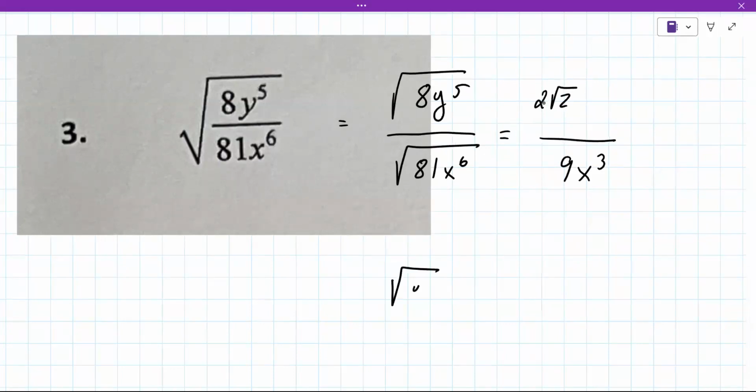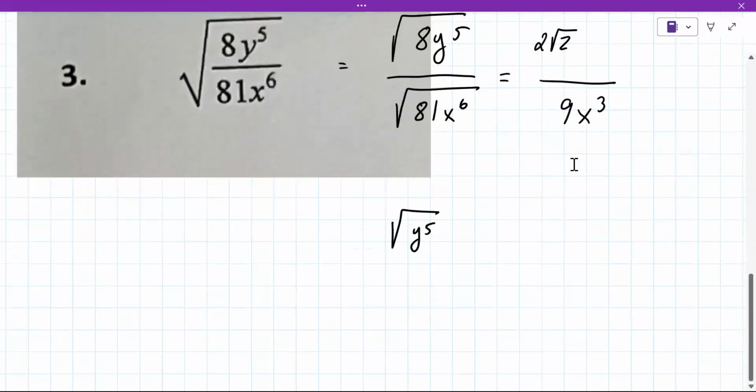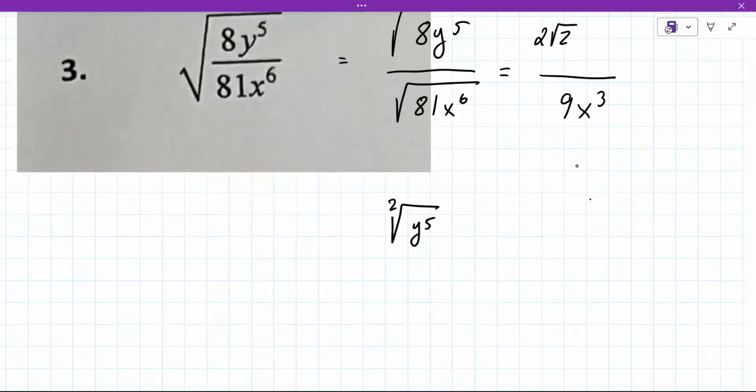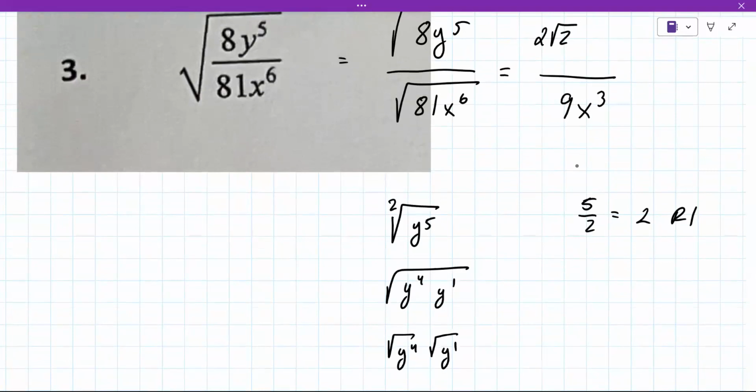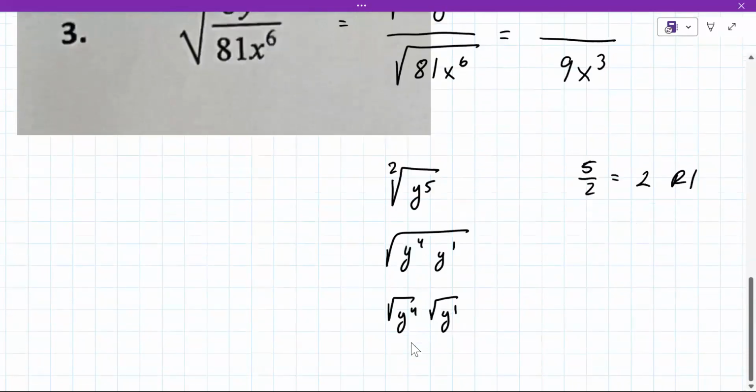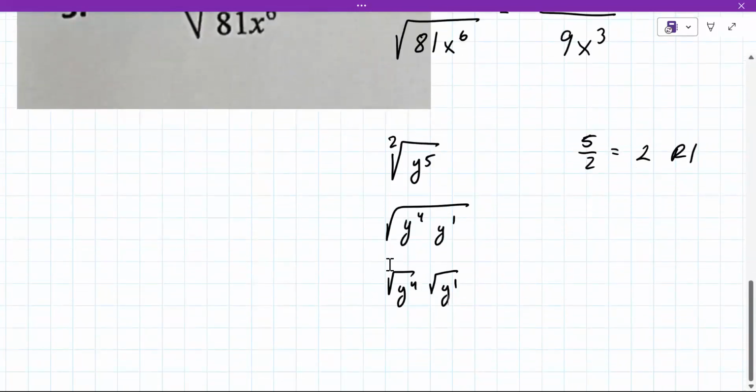Sure. So let me show it down here. When it's odd, it's because 5 isn't divisible by 2. It ends up being 2 with a remainder of 1. I know you haven't seen that in a while, but that is what it is. So you always go down. It's y to the 4th times y to the 1. And then you break apart both of those. The reason you go down to 4 is that you're going down to the nearest number that's divisible by 2. Because you just want to subtract 1 to get it even. Exactly.